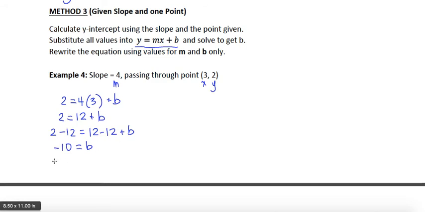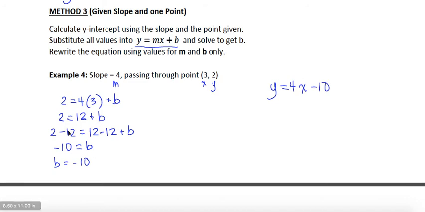If you want to rewrite this so that it looks like this, you're more than welcome to do that if it's helpful for you to put your variable first, but the line above that is fine as well. So now that we have our y-intercept of negative 10, now we can substitute it into our equation using only the values for m and b. So y is equal to 4x, and then our b is negative 10.